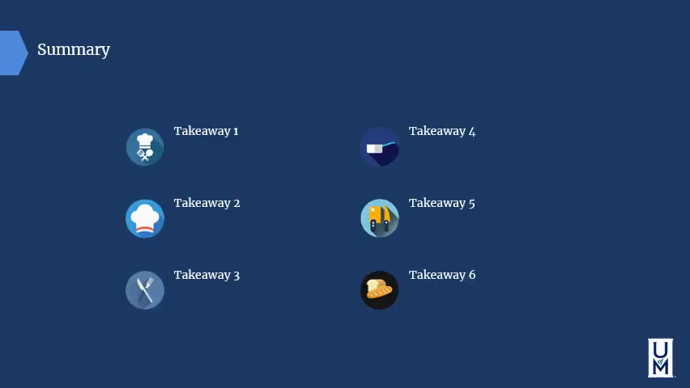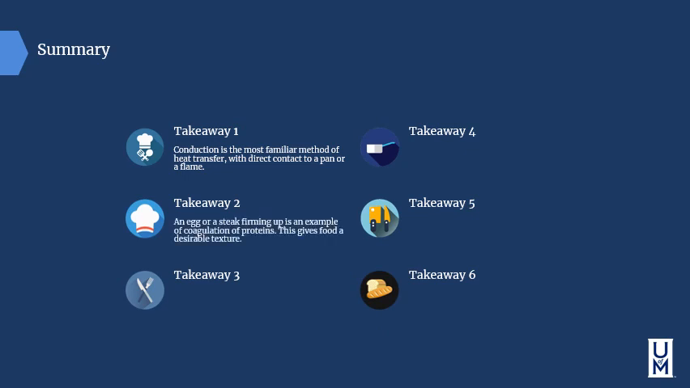So let's discuss some of the takeaways from this module. Conduction is the most familiar method of heat transfer, with direct contact to a pan or a flame. An egg or a steak firming up is an example of coagulation of proteins. This gives food a desirable texture. Caramelization begins at 250 degrees Fahrenheit.